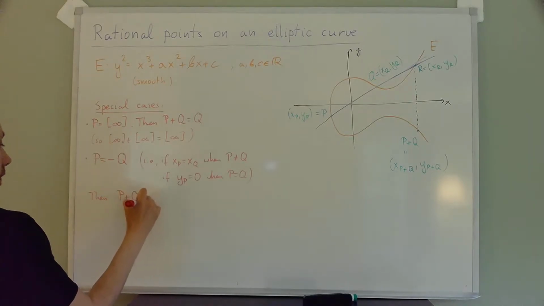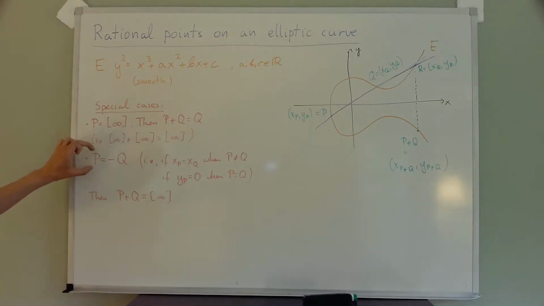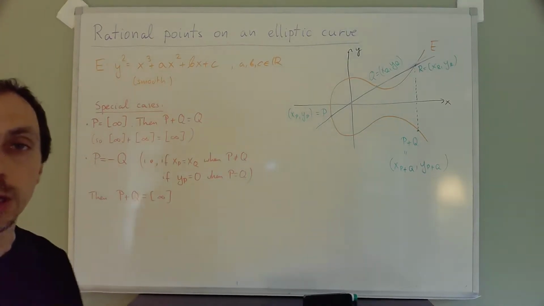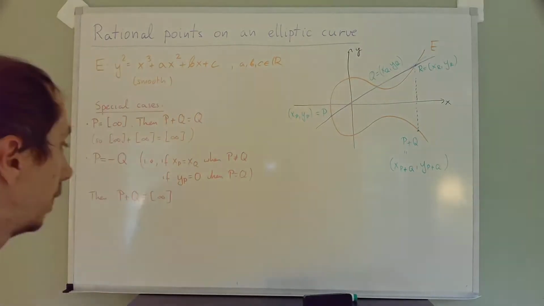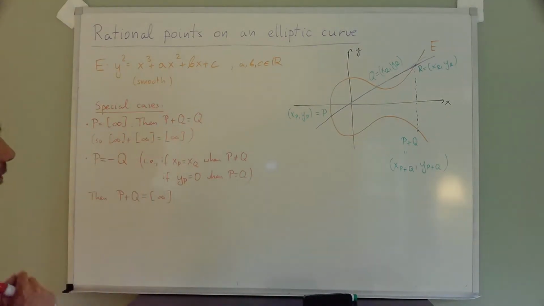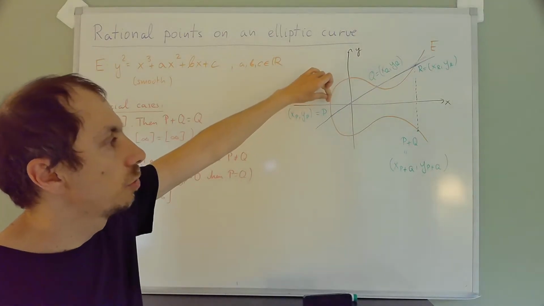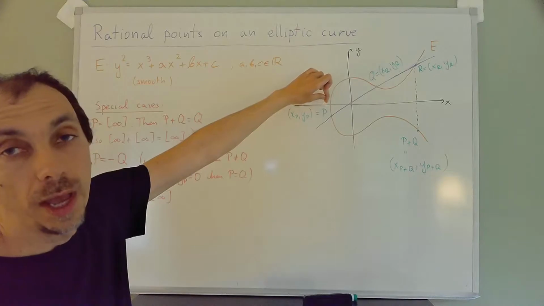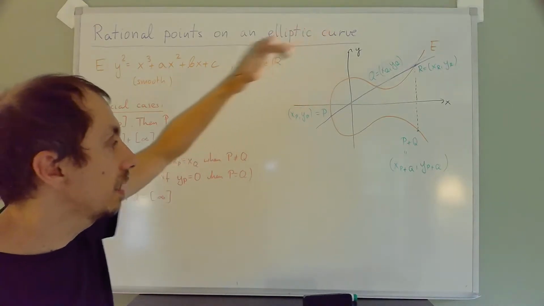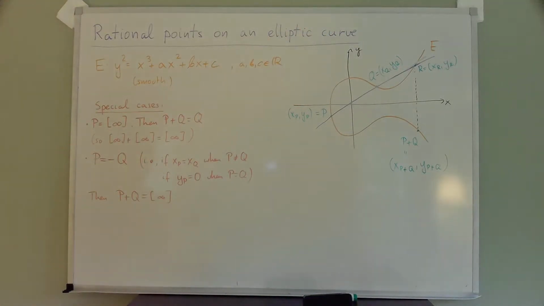in both cases the sum is equal to infinity, right? Because if P is negative Q, then I get negative Q plus Q, that's 0. 0 for this addition, so infinity. So if one of the points is infinity, or if they're stacked on top of each other, or if I'm trying to double a point when the point lies on the x-axis, then the answer is always infinity. So these are the special cases, right?